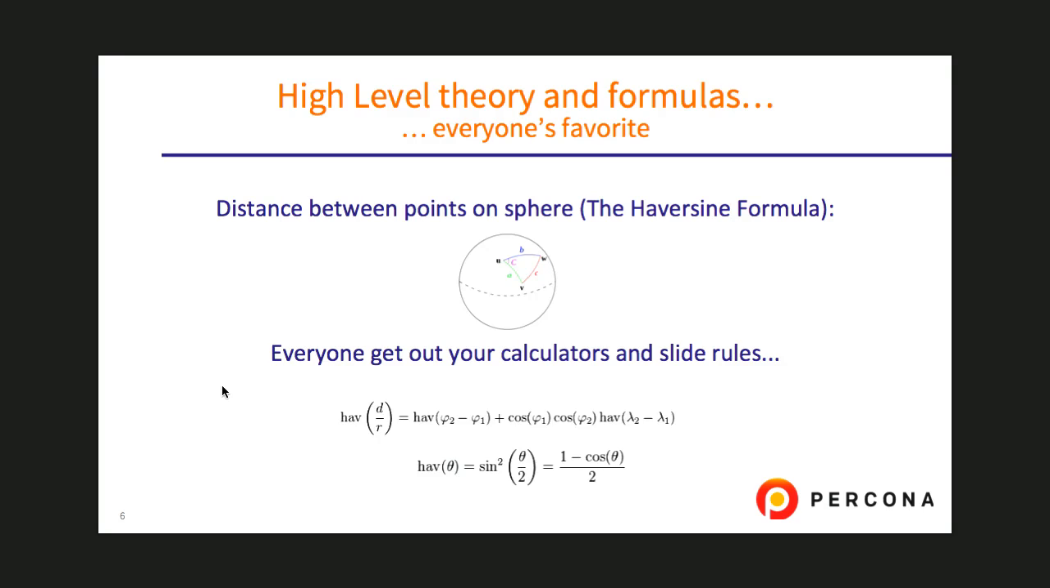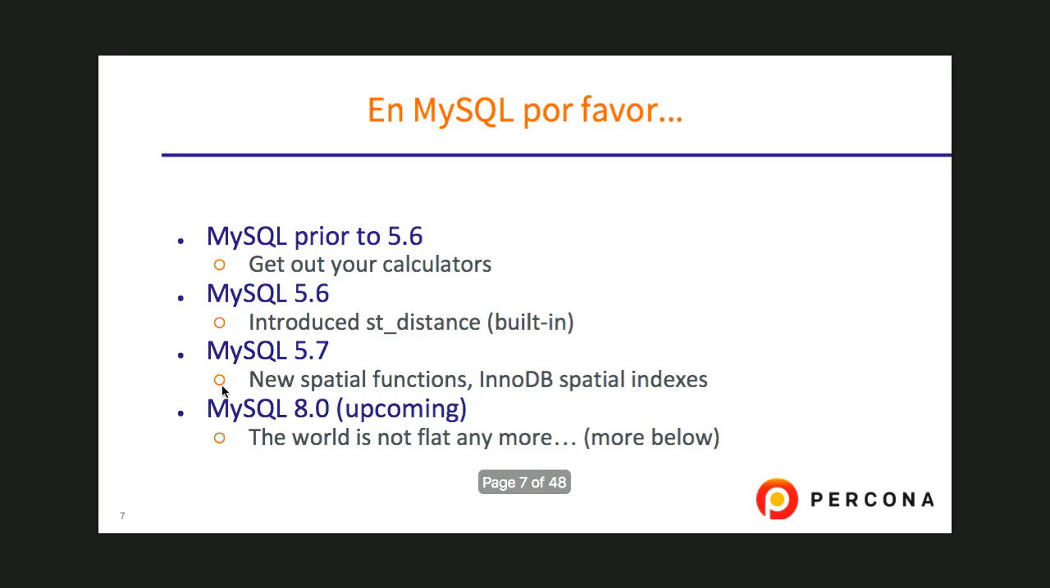When we talk about the high level of what we're looking at, it's distances between points on a sphere. So this goes through the Haversine formula. I'm not going to walk through that, but it's there for your reading pleasure. Definitely not something that people are calculating in their head very quickly. So what we've tried to do is go through the various iterations of MySQL and see how we're able to calculate those distances. Prior to 5.6, you're going to be writing your own helper functions, and you're going to be doing a lot of work, but you can get pretty close.